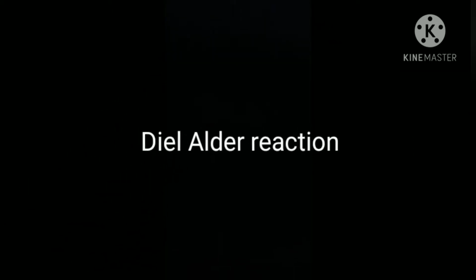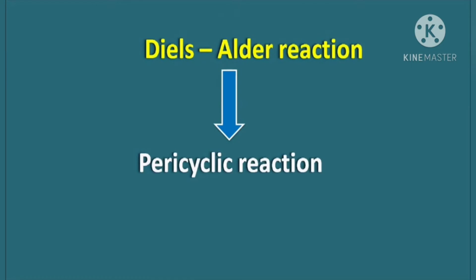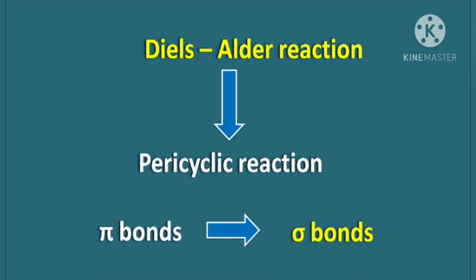Today we are going to discuss the Diels Alder reaction. What is this Diels Alder reaction? This Diels Alder reaction is a type of pericyclic reaction. Pericyclic reactions are the group of reactions where the electrons are delocalized or rearranged. For example, the pi bonds can be rearranged into sigma bonds, otherwise the pi bond can be delocalized. In this way, the electrons are delocalized or rearranged, initiated by the supply of energy.